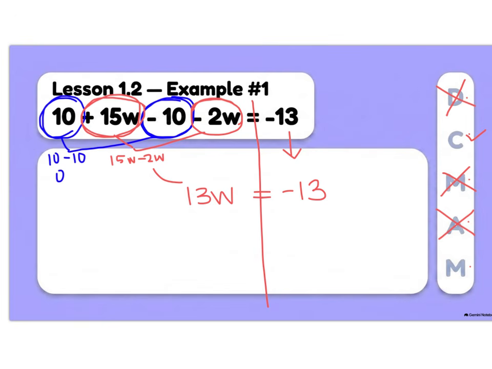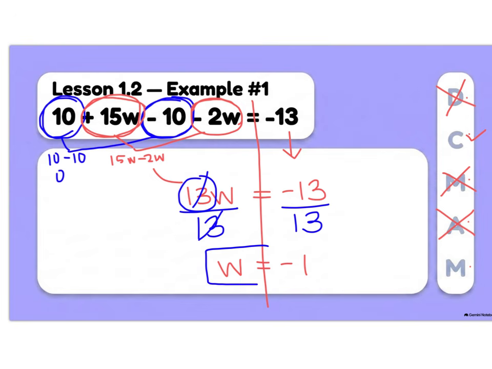And then next is to either multiply or divide the coefficient. So my coefficient here is 13. So since it's being multiplied by the w, I'm going to divide 13 on both sides. Once I divide, these 13s will cancel to 1, will simplify to 1. Then I'm left with a w on the left side. And then negative 13 divided by 13 is a negative 1.